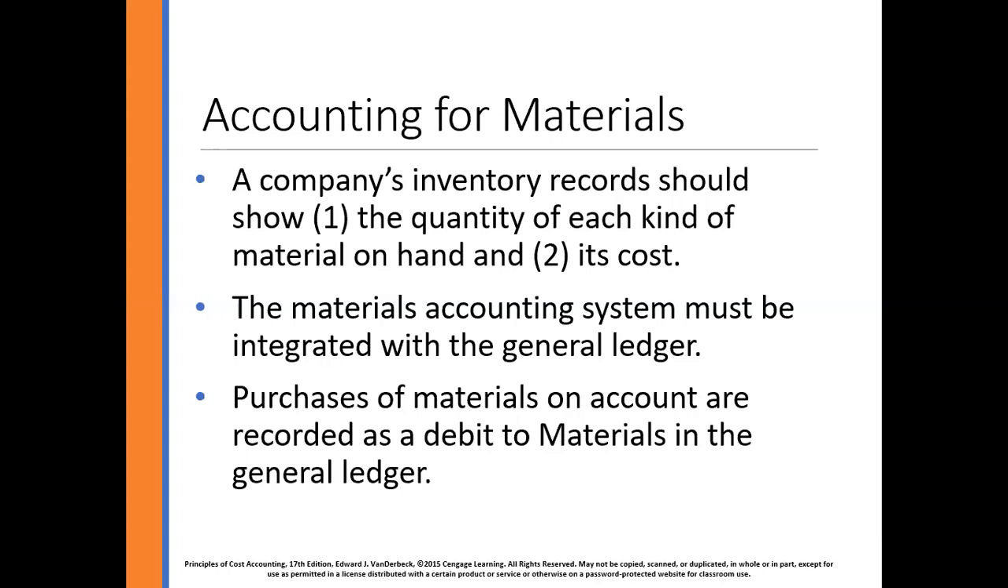And just like it shows here, the materials accounting system is integrated with the general ledger. So, for example, if we find out that we have some defective units, or some units that we're not able to sell, then we would adjust the materials accounting system, which should also adjust our general ledger. They should be integrated together. And as we probably know at this point from doing journal entries similar to this in the past, the purchase of materials on account is recorded as a debit to materials, and generally speaking, a credit to accounts payable, right?